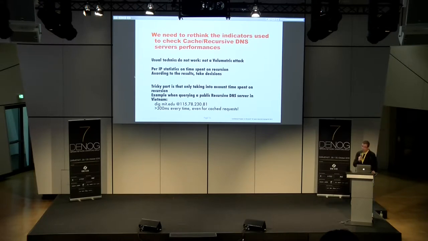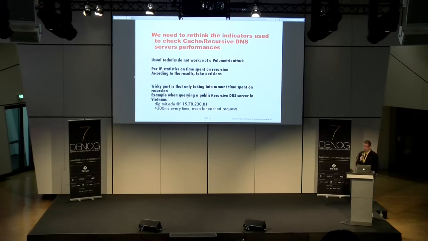So some things which could be done in terms of evolution, in terms of techniques, would be to get much more statistics per IP, right? For instance, the time spent on recursion, because with such indicators, you could have much more information, and then take the relevant decision. And of course, again, there's no magic bullet. So for instance, if you take the time spent on the recursion, when you find a solution, you always need to think about, okay, will it cover all of the possible cases or not?